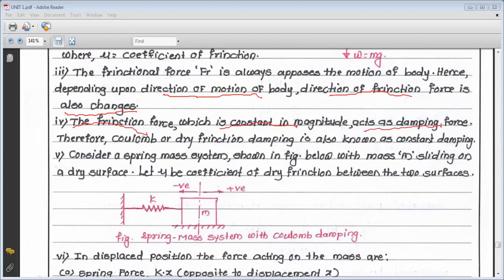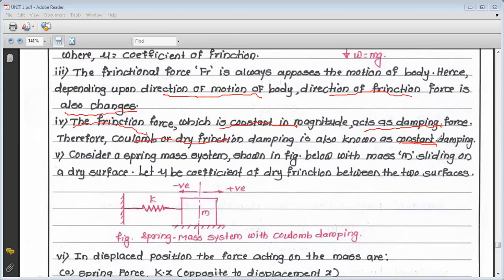Therefore, Coulomb or dry friction damping is also called constant damping. Coulomb damping is also called dry friction damping, and is also called constant damping. Why is it called constant damping? Because the frictional force is constant in magnitude.